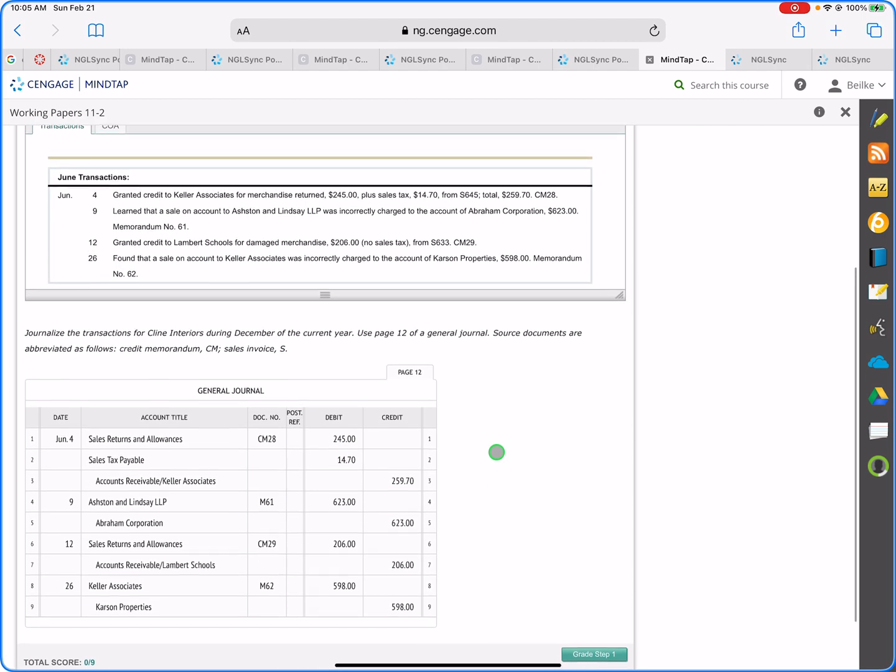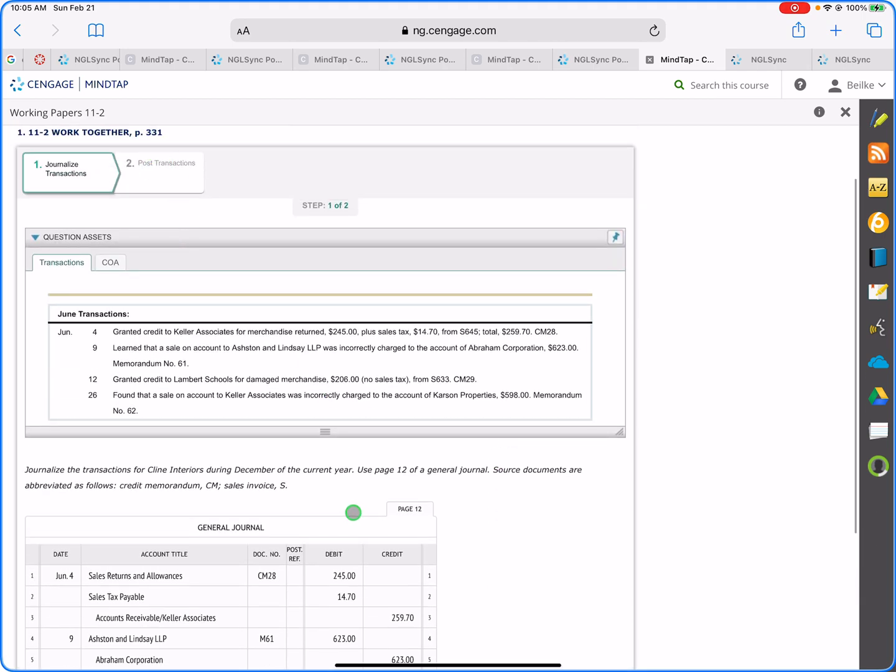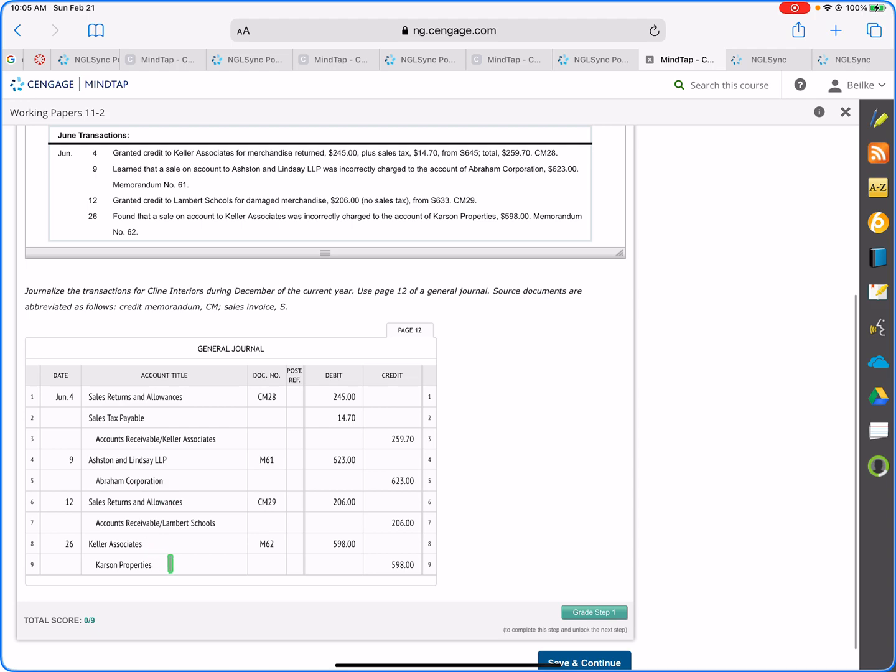Now the second part of this is to post the transactions. So you're going to go and you're going to post all of these to your general ledger and your accounts receivable subsidiary ledger.